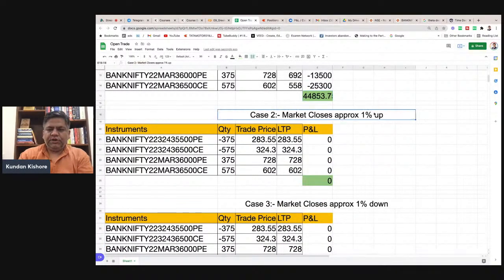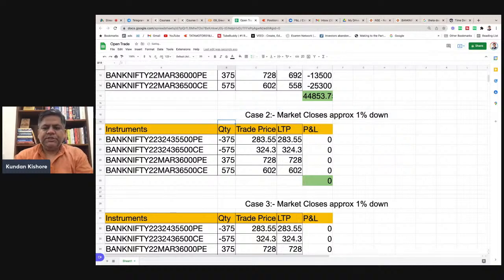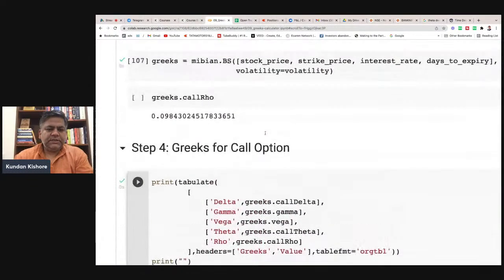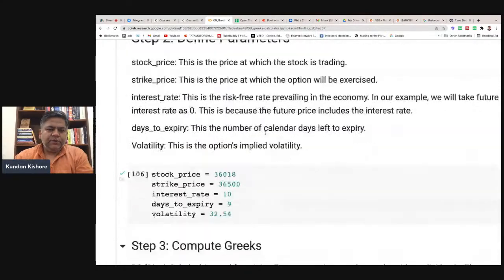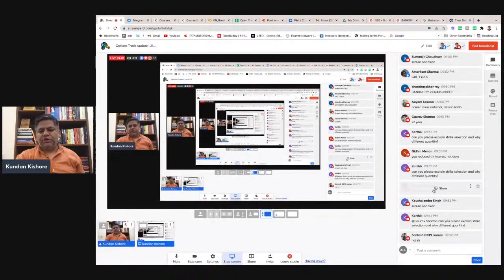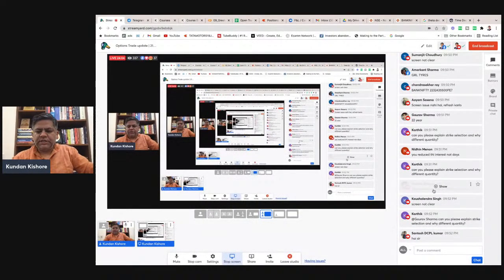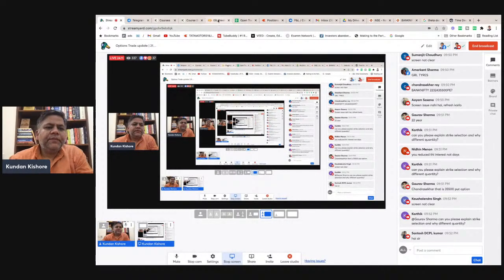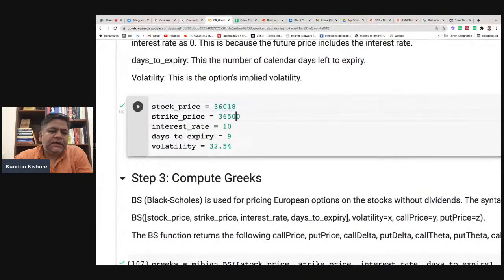So let's say we are talking first about what if the market goes 1% down? If the market goes 1% down, then I have to do this calculation again. And do you guys want me to do this calculation, or will you be doing these calculations yourself? Can you do these calculations? All right, let me do it. So 36,018 is the stock price, and let's say it goes 1% up, and 1% is 360 points. So let's say it goes to 36,400 to be very precise.